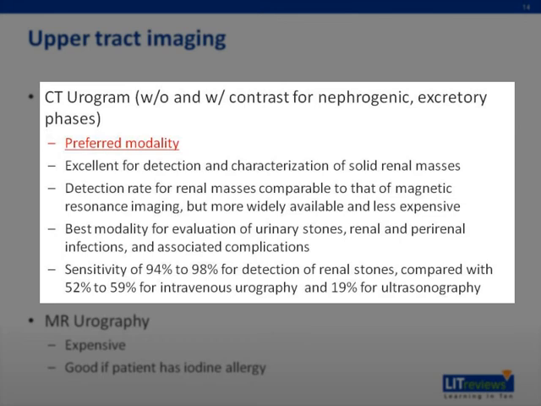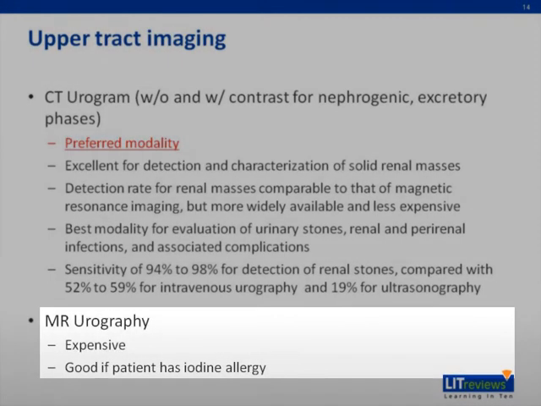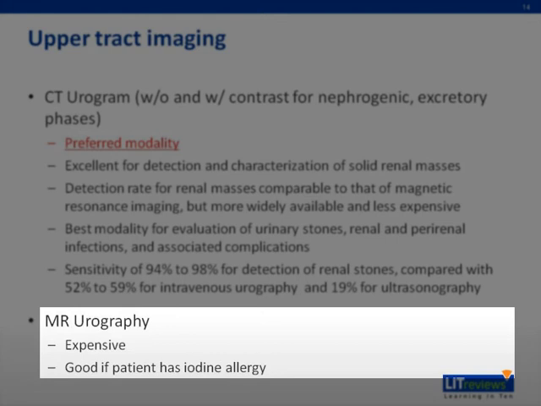Intravenous pyelogram plus renal ultrasound are not as sensitive and only offered if CT is contraindicated or not available. MR urography is very expensive and usually reserved for those with iodine allergies.